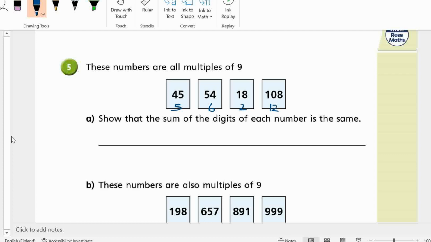5, 6, 1, 2. A, show that the sum of the digits of each number is the same. Now, what does sum mean? What do you have to do if it's asked for the sum? What does sum mean? Add. Now, what they mean by digits is they mean these two numbers. So we have 45, so that means 4 plus 5 equals what?